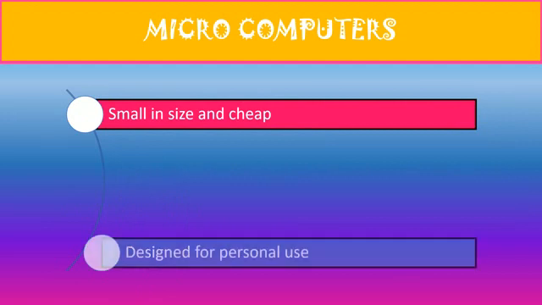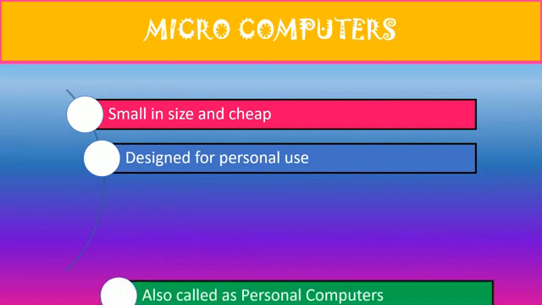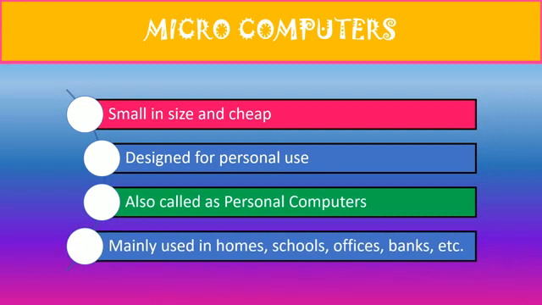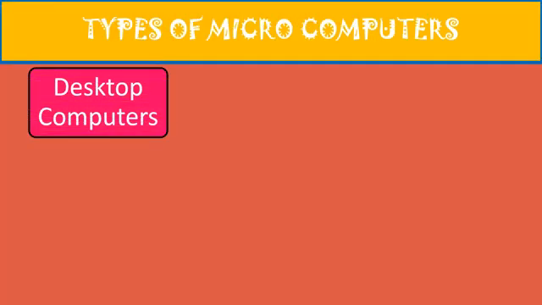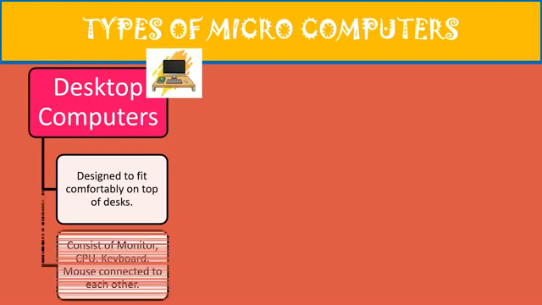Microcomputers are small in size and cheap. They are designed for personal use and they are also called personal computers. These are mainly used in homes, schools, offices, banks, etc. Different types of microcomputers are desktop computers. You can see the picture of the desktop computer here. These are designed to fit comfortably on the top of desks and they consist of a monitor, CPU, keyboard and mouse which are connected to each other.